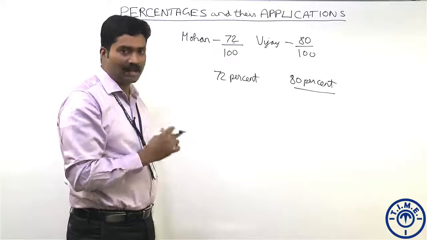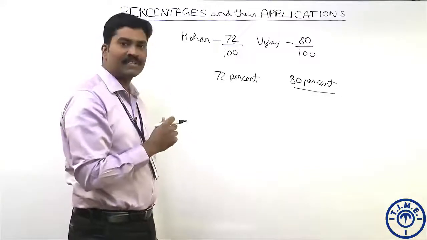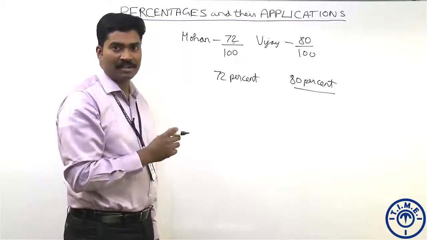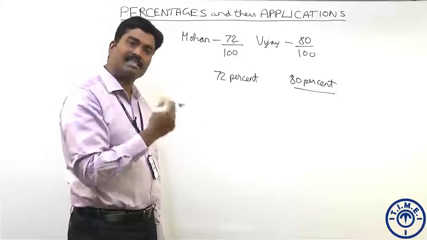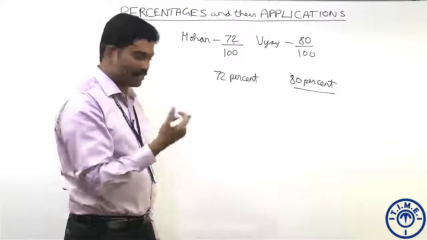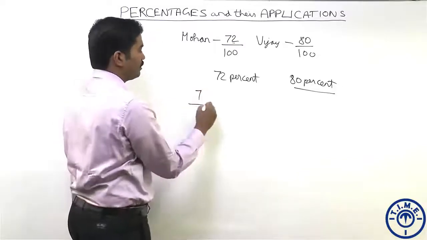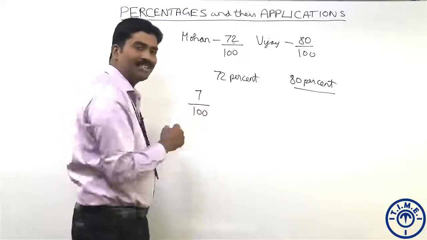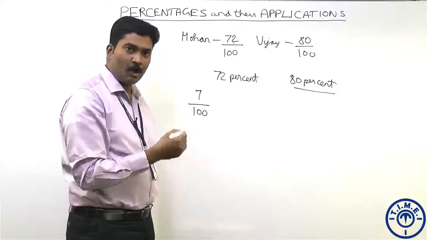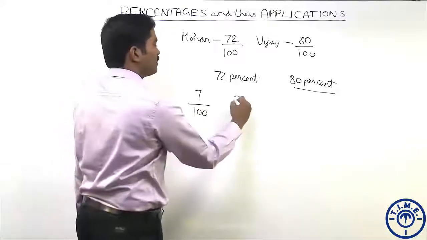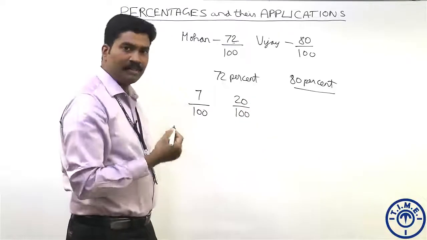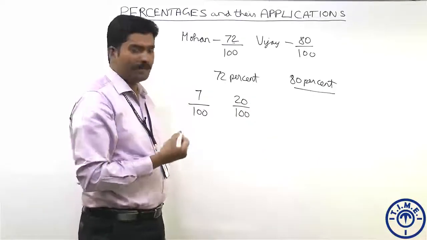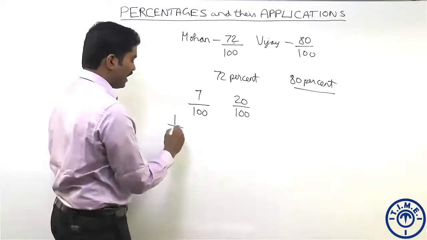Percentages are also fractions. The only thing is the denominator is 100. So, we can say any fraction with a denominator of 100 is a percentage and vice versa. For example, 7 out of 100. What is it? It is 7%. Or 20%. How much is that? 20 out of 100. 13%. 13 out of 100. Now, instead, what if we have a fraction?